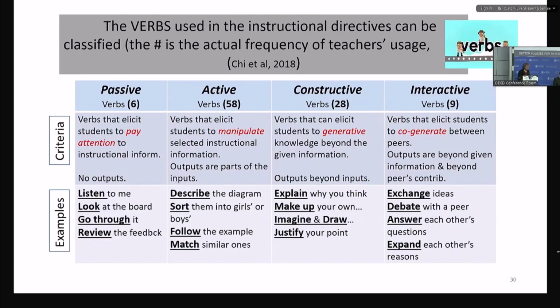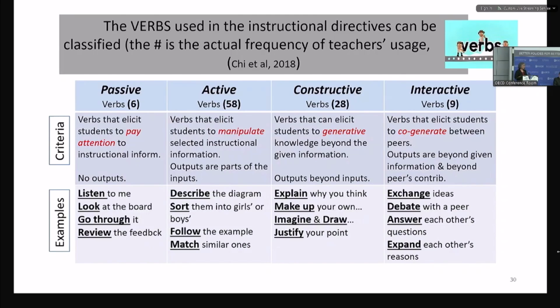You can have passive verbs, and they would say things like, listen to me, look at the blackboard, go through it, review. You can have active verbs such as describe the diagram, so you're not adding anything, just describing it. Sort this thing into piles, follow the example, match the similar ones. You can have constructive verbs, things like explain, make up something, imagine and draw, and justify. And then, of course, you could have interactive verbs like exchange, debate, and so on.